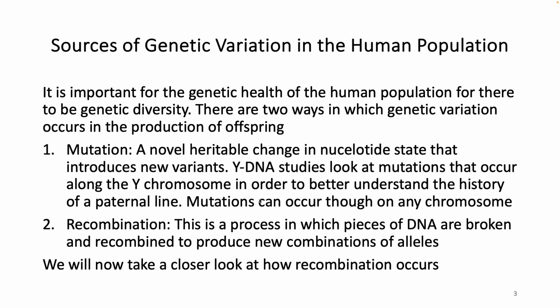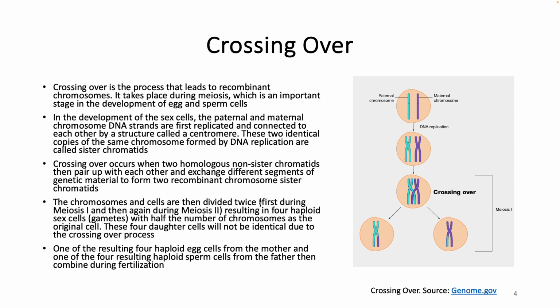We're going to talk about a second way that genetic variation occurs, and that is through recombination. So recombination is a process in which pieces of DNA are broken and then recombined to produce new combinations of alleles. So let's take a closer look to see how recombination occurs. So in order to talk about recombination, we have to talk about the process of crossing over. So crossing over is the process that leads to recombinant chromosomes.